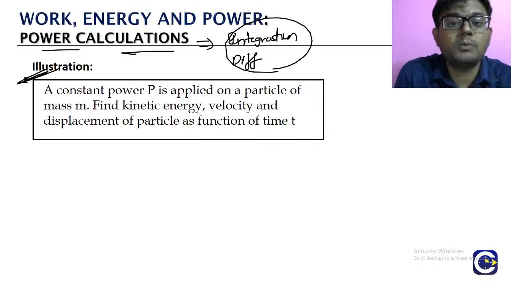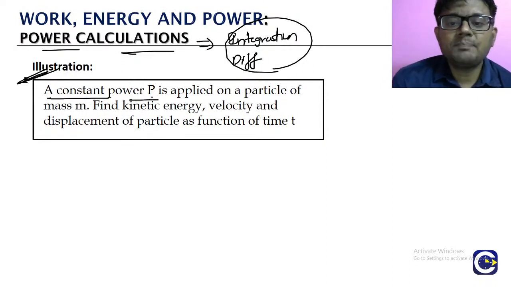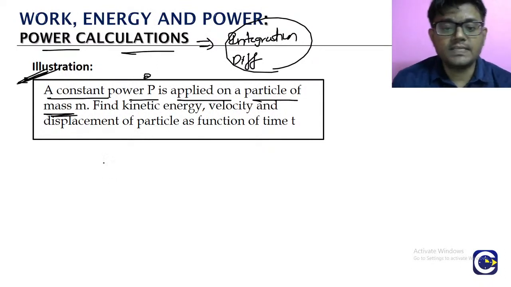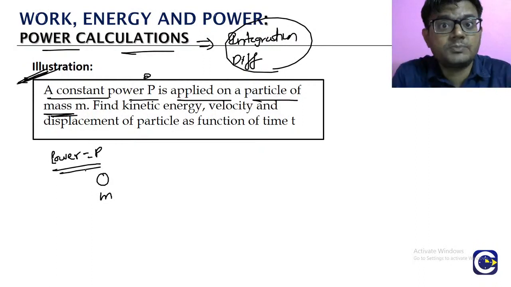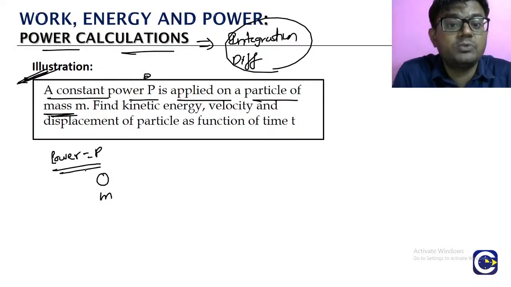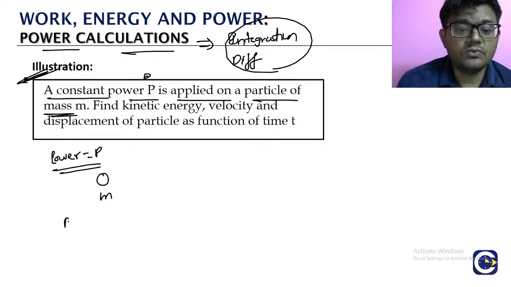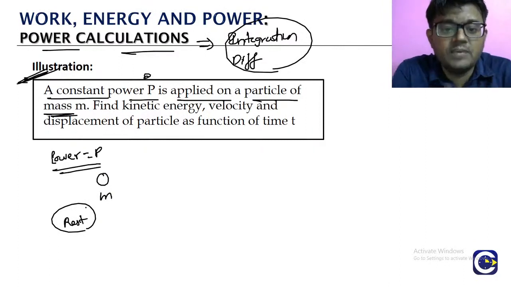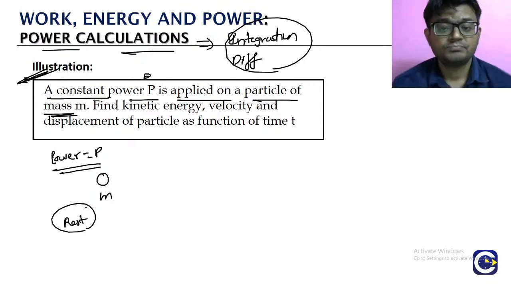So what is this problem about? The problem is about the constant power. A constant power P is applied on a particle of mass m. So there is a particle of mass m on which we are applying a constant power. So this is not a concept of constant force or anything. The power given to this particle is constant. Obviously we have to assume that this is starting from rest. This object is basically starting from rest and we keep on giving the constant power to it. What is the constant power that we are giving to it?